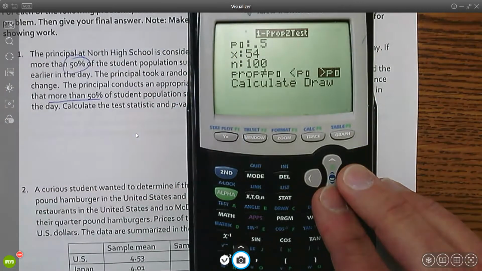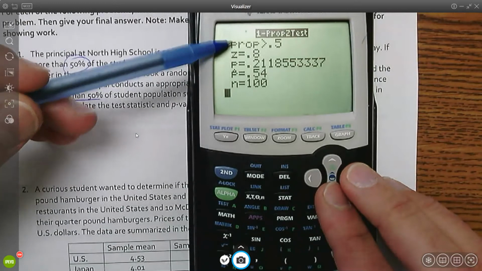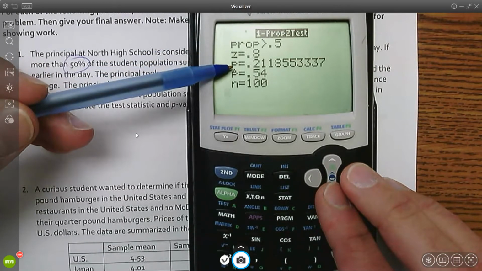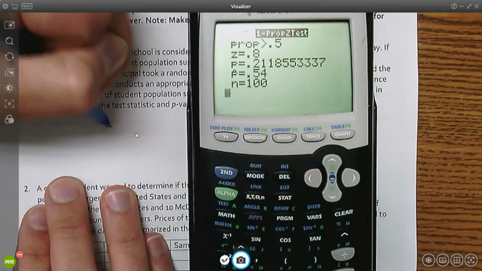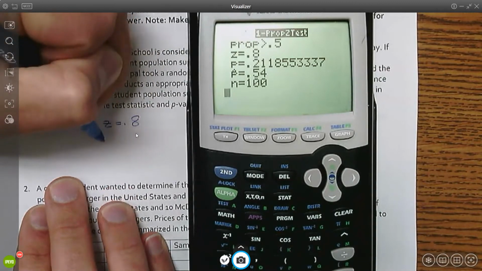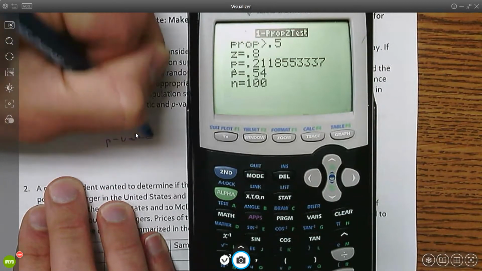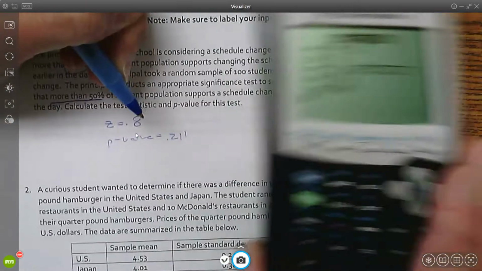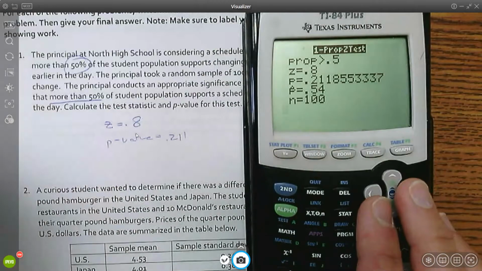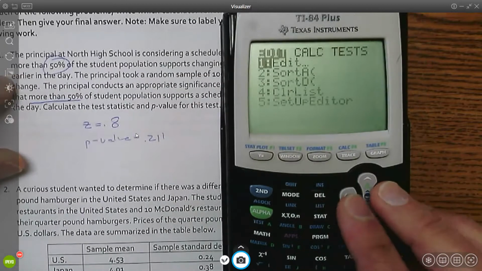You can use the calculator, the draw feature. Calculate looks like this. There's your test statistic. There's your p-value. So your test statistic is z equals 0.8. Your p-value is 0.211. You'd fail to reject the null. You could be making a type 2 error.